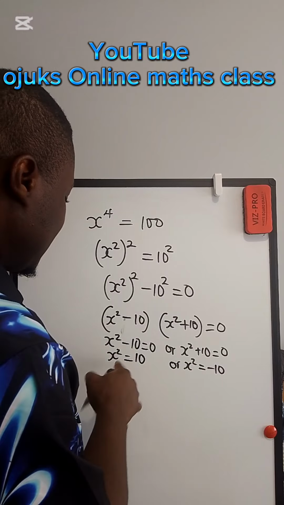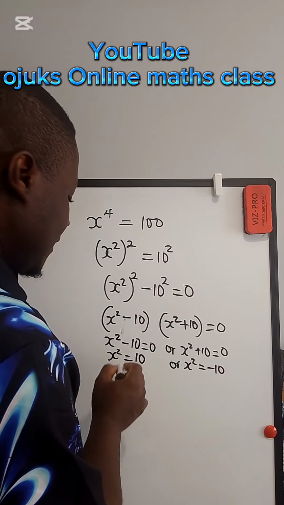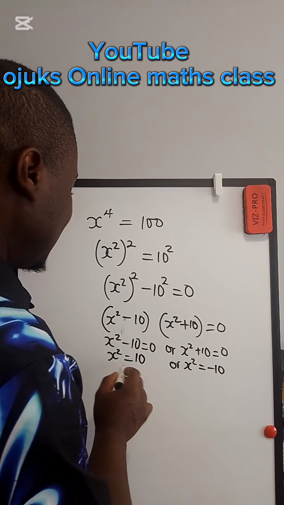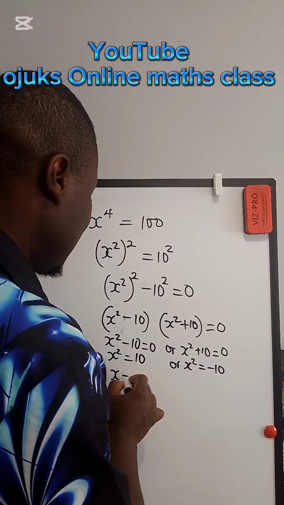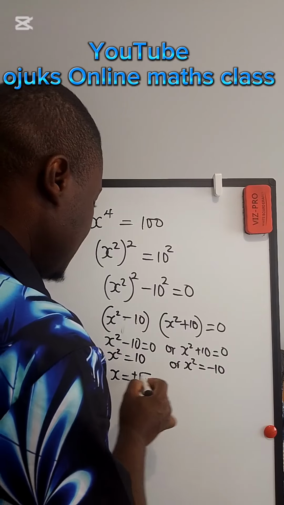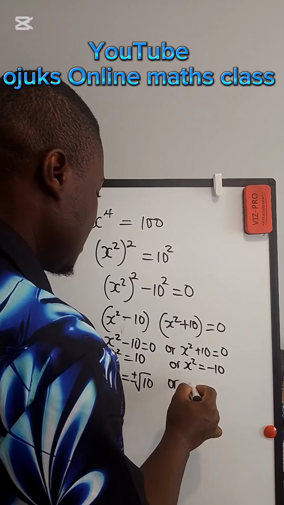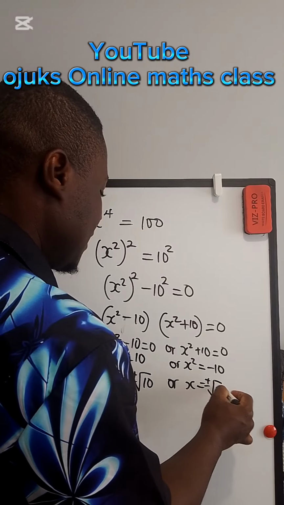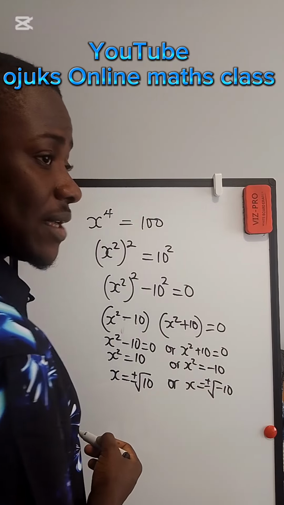If we solve further to get the value of x here, of course we have to find the square root of both sides of the equation. Now, getting their square root, we're going to have that x is equal to plus or minus square root of 10, or here x equals plus or minus square root of negative 10, as you can see.